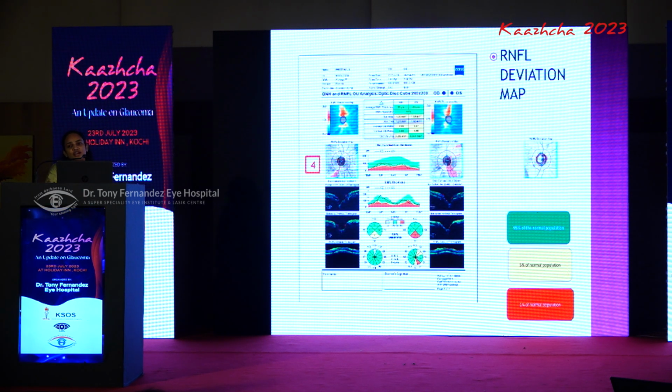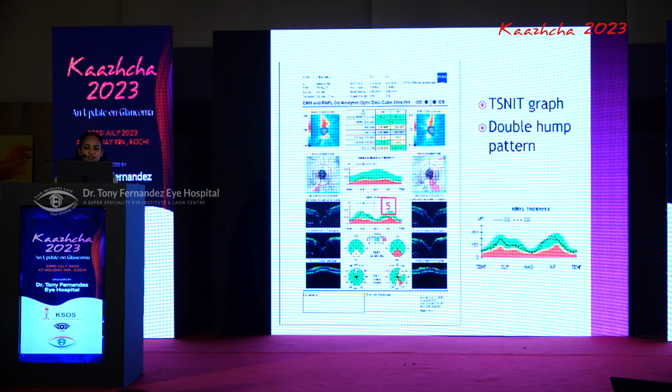Then below that you have the RNFL deviation map that is obtained by comparing the RNFL thickness map with the normative database. When it is normal, it does not give any color coding, that is when it is within the 95% of normal population range. Yellow color indicates only 5% of the normal population have such a value, and red indicates only 1% have such a value.